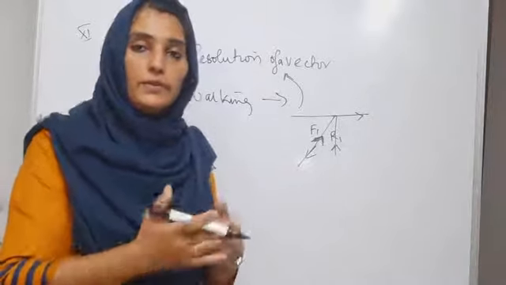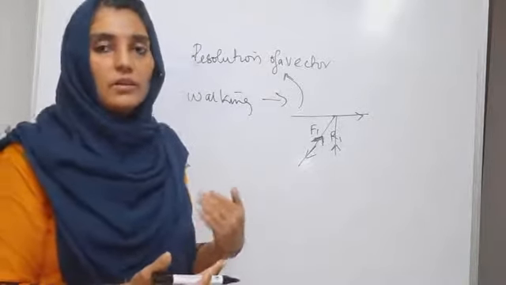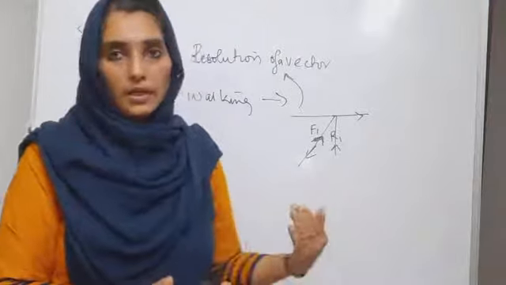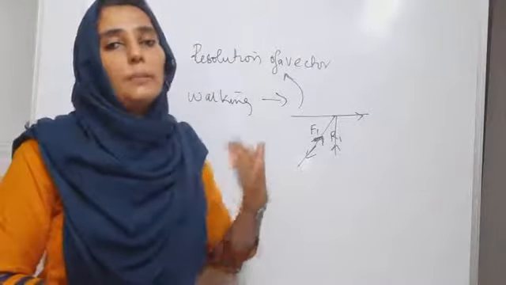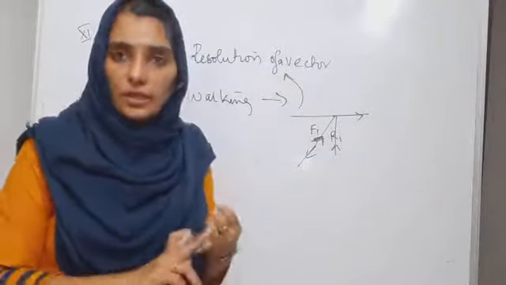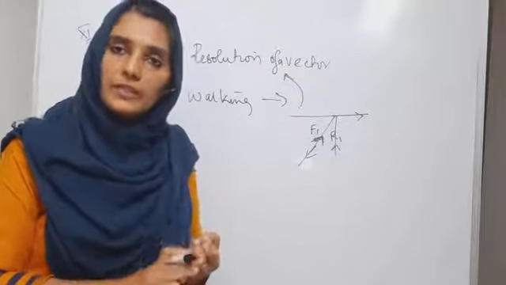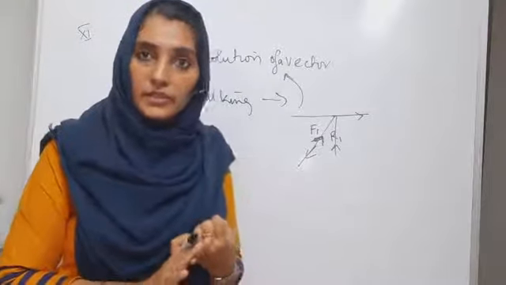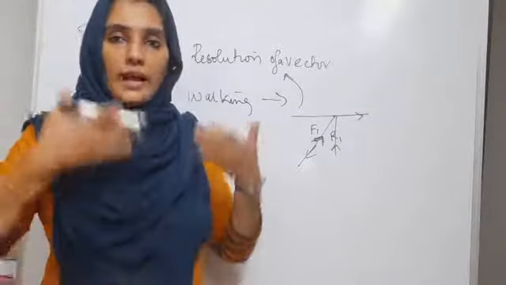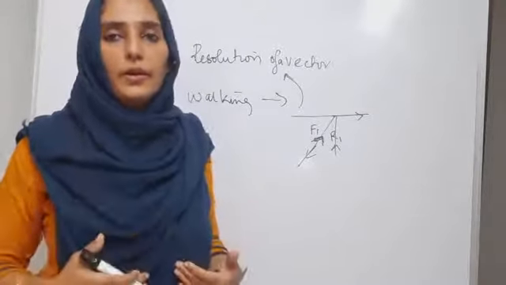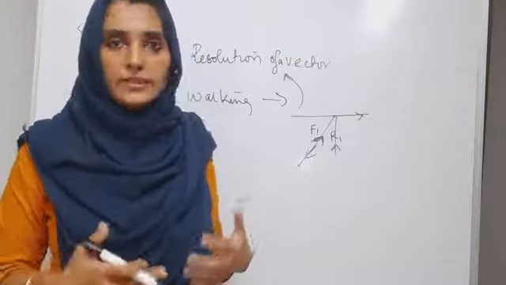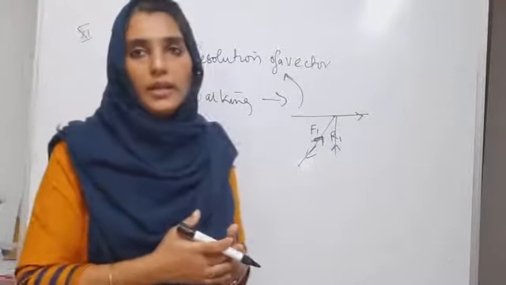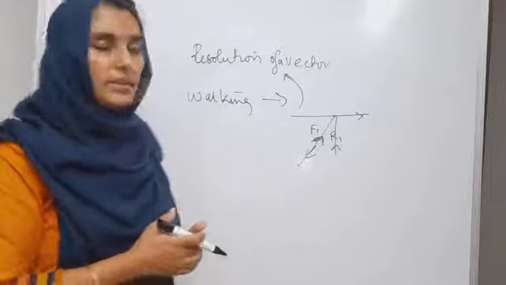which can be split into two different directions. One will help you move along the ground, and the vertical component or the perpendicular component. It is also known as the vertical component. Perpendicular component, vertical component, both are the same. So the vertical component or the perpendicular component of the reaction force, which actually acts along the direction of your body, will try to balance your body when you are walking. So this is the application of resolution of vectors.